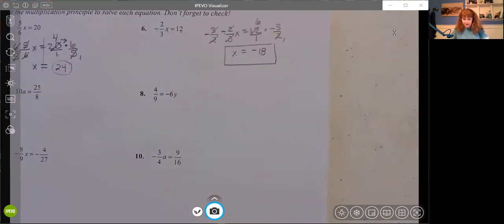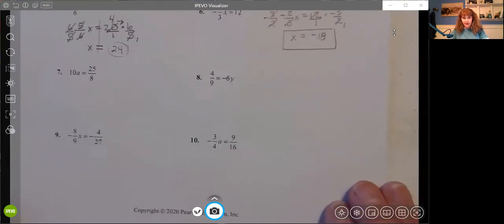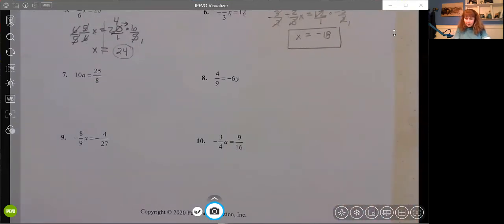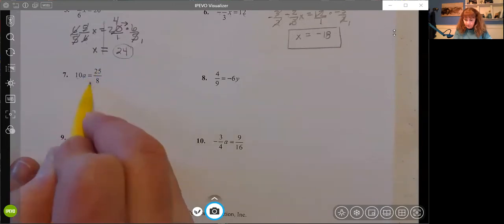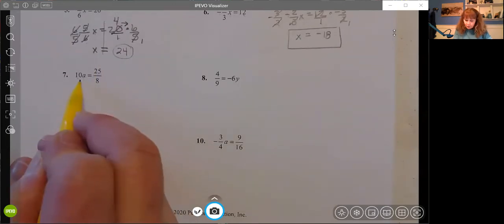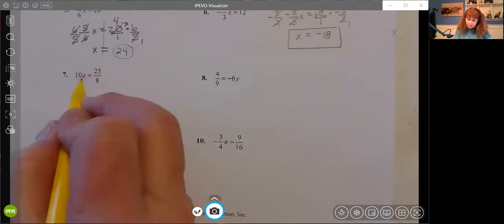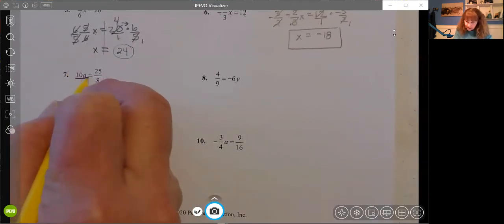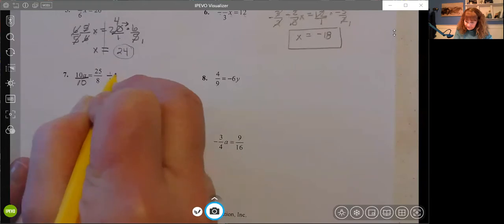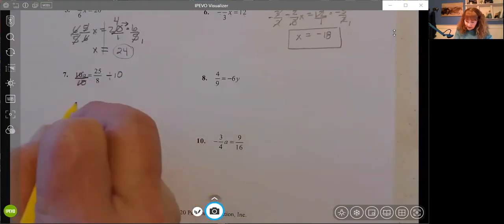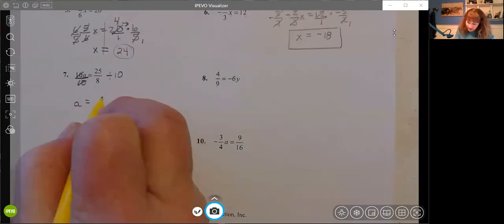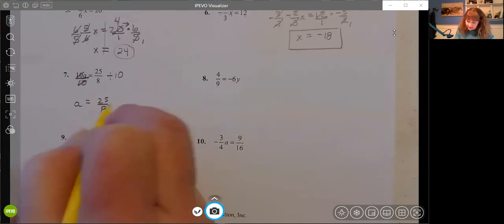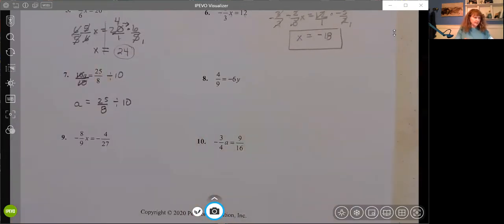All right, let's look at another one. It's a little different now. Here I have a whole number, 10 times a, and then over here is a fraction. Well, you could divide by 10 to get rid of that 10 here. There's a couple of ways to do this. If we were to divide by 10, I have a equals, because the 10s cancel, 25 eighths divided by 10.